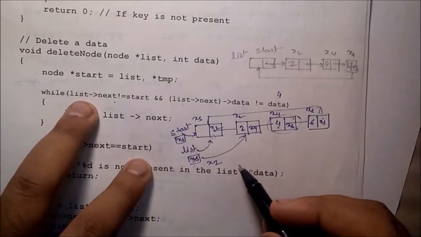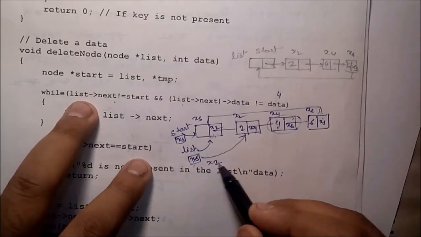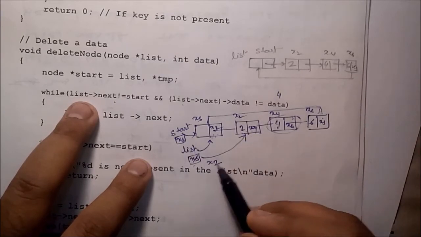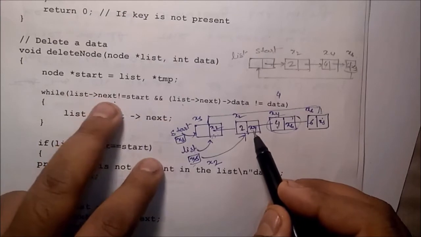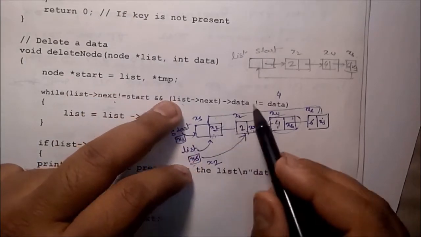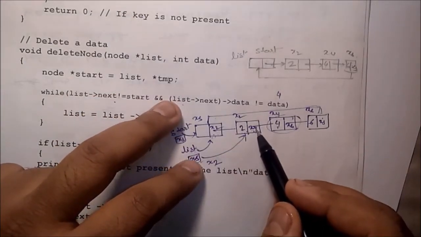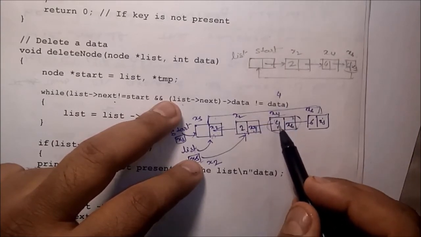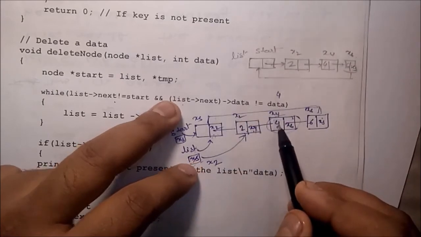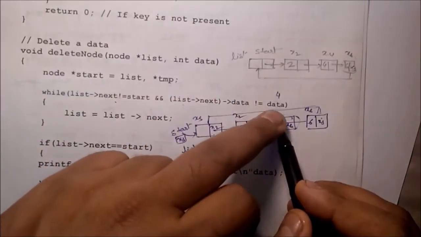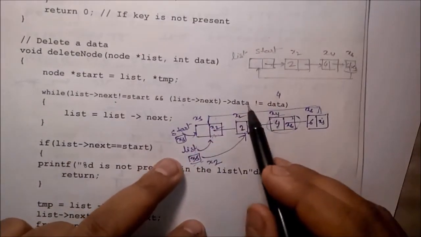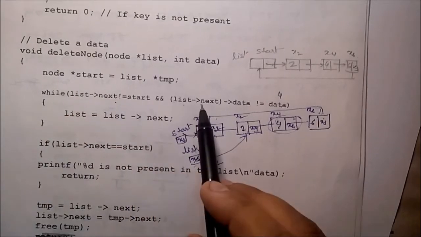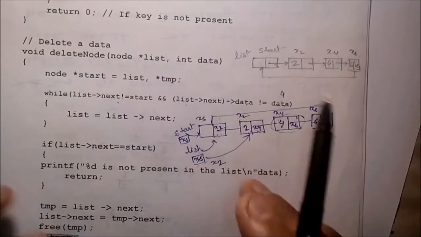Once again, list next is not equal to start. List is pointing to this particular node. List next is not equal to start. Condition is true. In start x6 is there, but here x4 is there. This particular condition is true. And list next data. List next means what? This particular node's data is not equal to data, but the condition is false because list next data is 4 and we want to search whether 4 is there or not. The condition is false. So since we are using AND operation, if any of the logic is false, then the whole will be false.